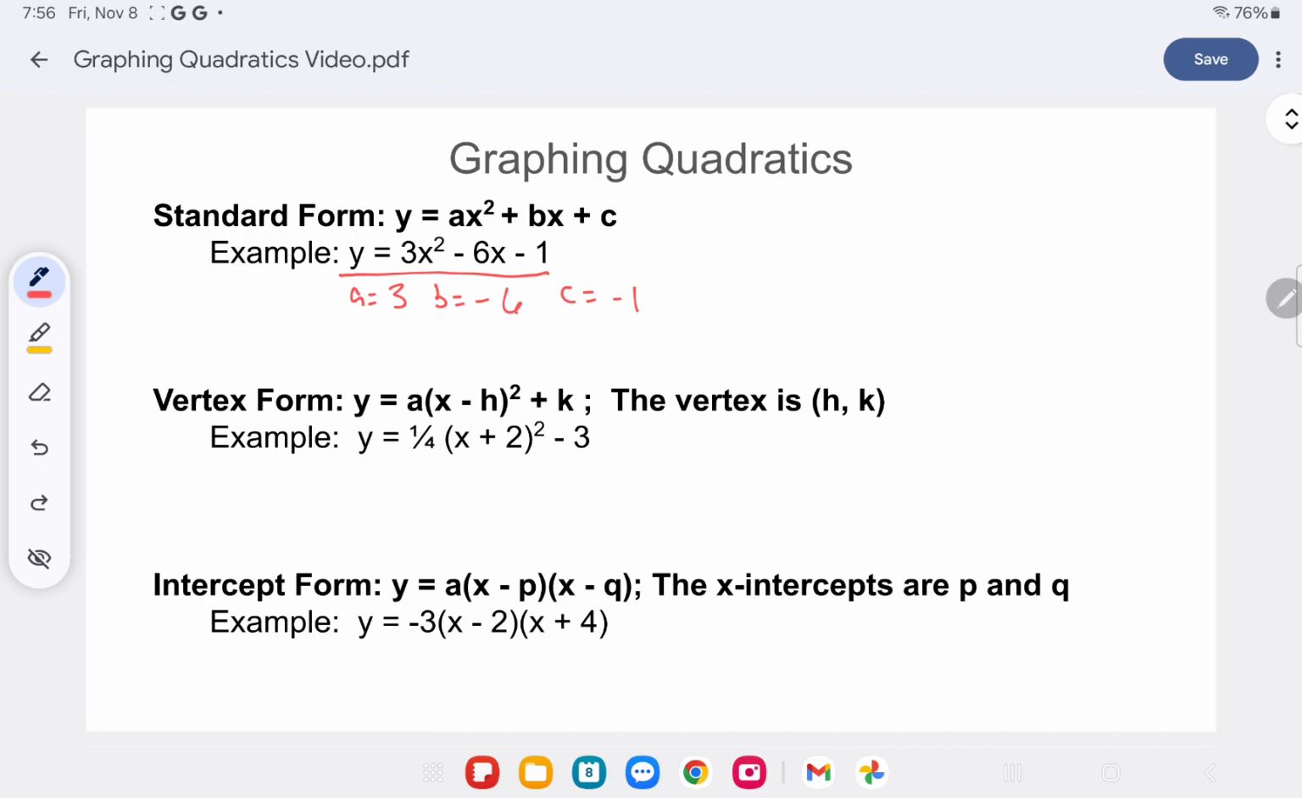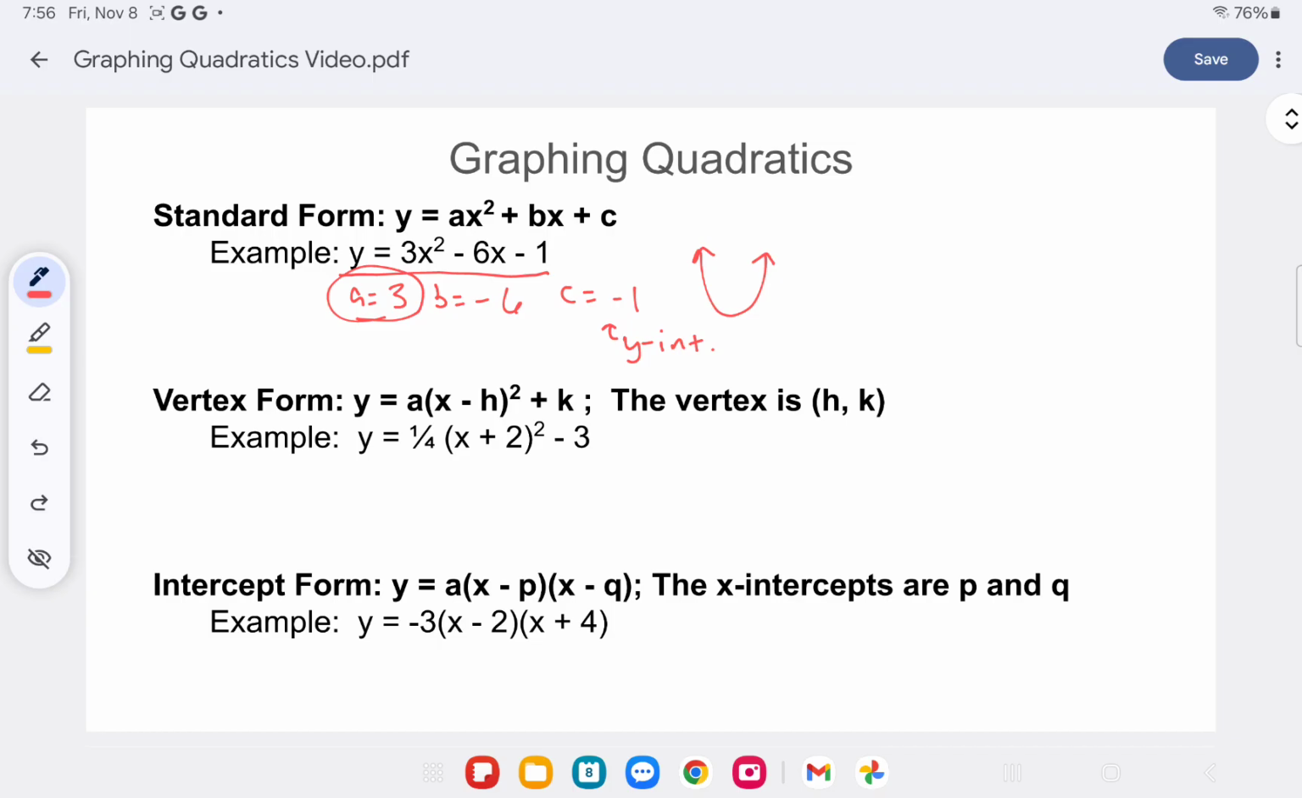From standard form, there's not a whole lot we know about the graph without doing a little bit more work. But one thing that we do know, it's going to be a parabola shape. All quadratics are parabola shapes. And this one is going to open up because a is positive. And the c in standard form is always your y-intercept. Other than that, there's not a whole lot we can glean from standard form without putting in a little more work. We'll go into more detail about standard form a little later.